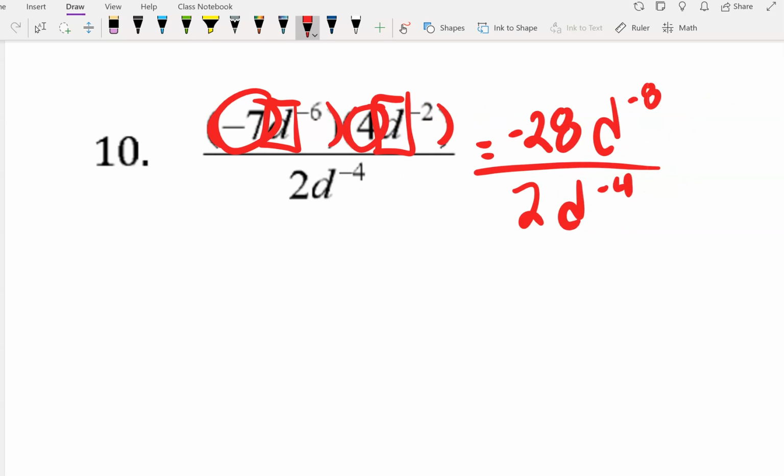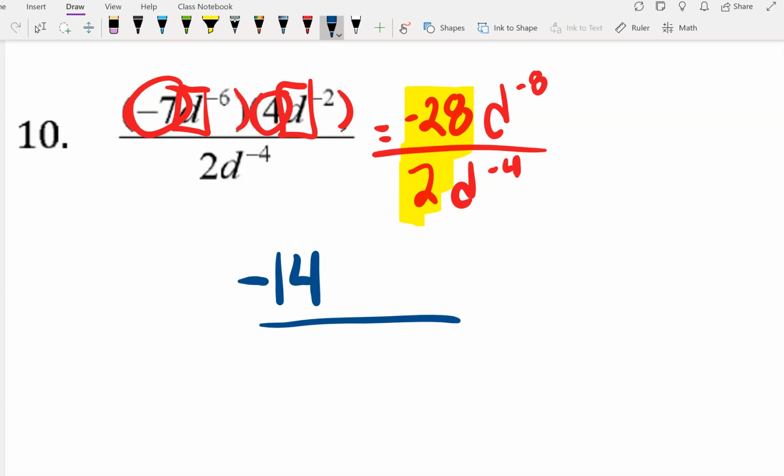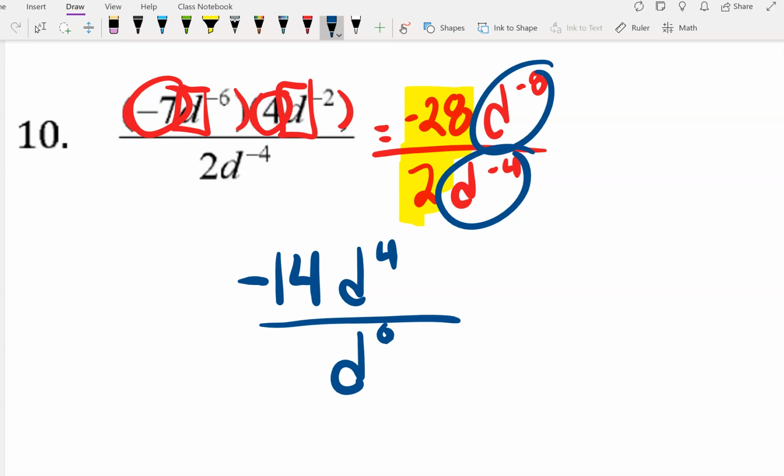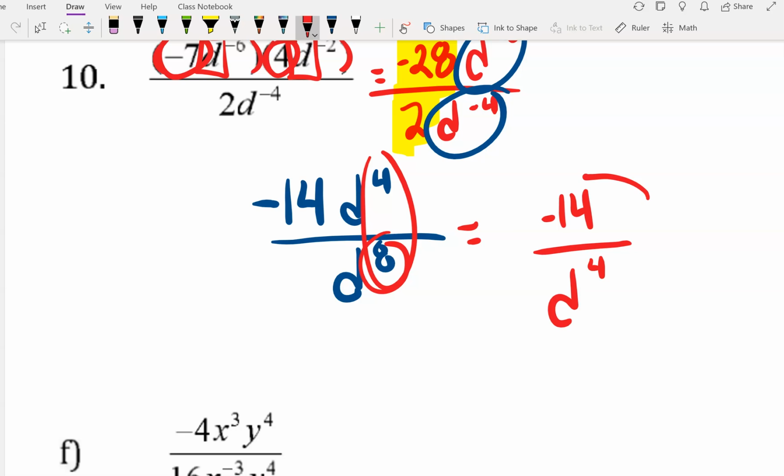Got a lot of negative exponents I'm dealing with, so I'm going to flip those to get rid of the negatives. First, I'm going to deal with reducing the coefficients, though. Negative 28 divided by negative 2 is going to be negative 14. And then I'm going to flip this to the top and this to the bottom to get rid of the negative exponents so that I'm not dealing with the negatives anymore. Then the final thing I have to do is combine the d's. In order to combine them, I need to subtract these exponents. I get d to the fourth, but it's going to be on bottom since the one on bottom was larger. And that's my final answer.